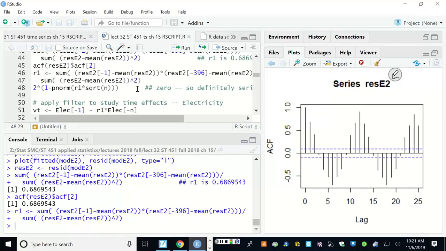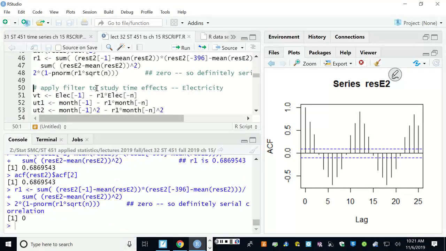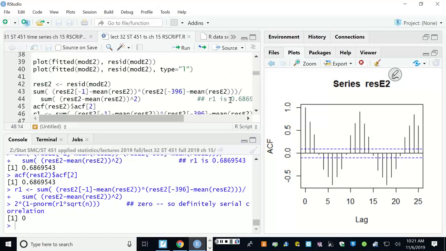We take r1 times the square root of n, and that's big, right? So we want the tail area above that, so we take 1 minus that pnorm, and then that's extremely small. We have a correlation that is 0.69. The square root of 396 is almost 20, so 20 times 0.69 is like 12 for a z-score. There's just no question about it.